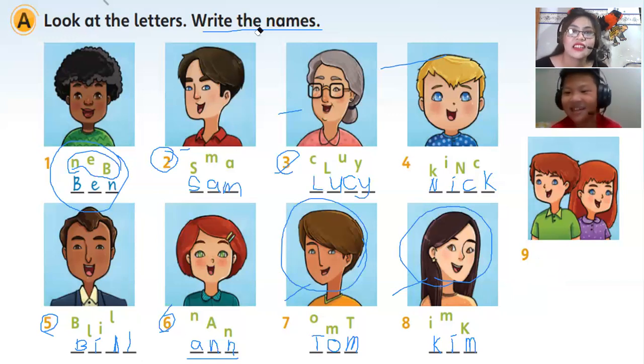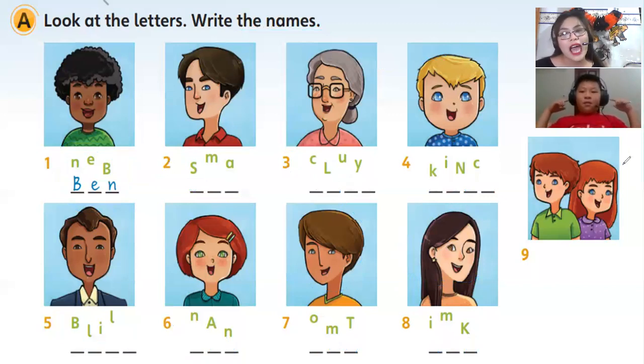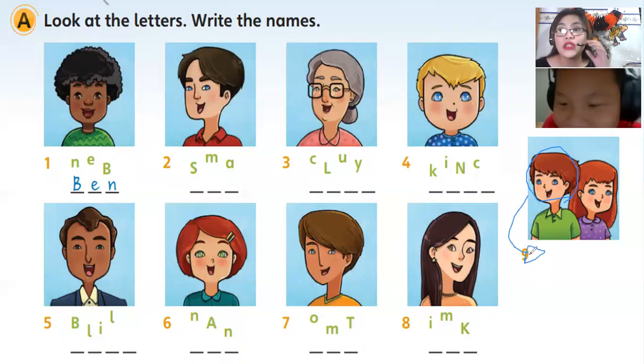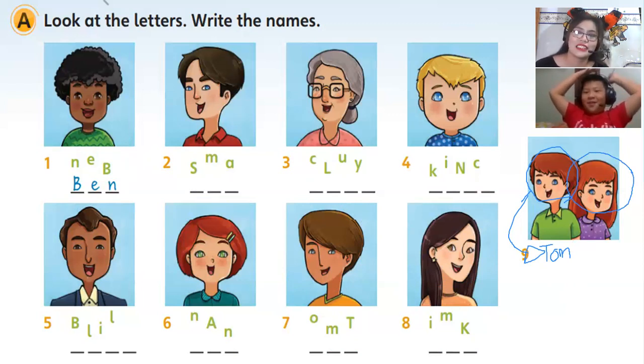Nine? That's hard. Mm-hmm. Can you guess the name of number nine? No. Okay. You can help me. If I will give you a chance, what name would you give for this boy? I think Tom. Tom. Okay. What about this girl? What name do you want to give her? I think Mary. Okay, Mary. Tom and Mary.